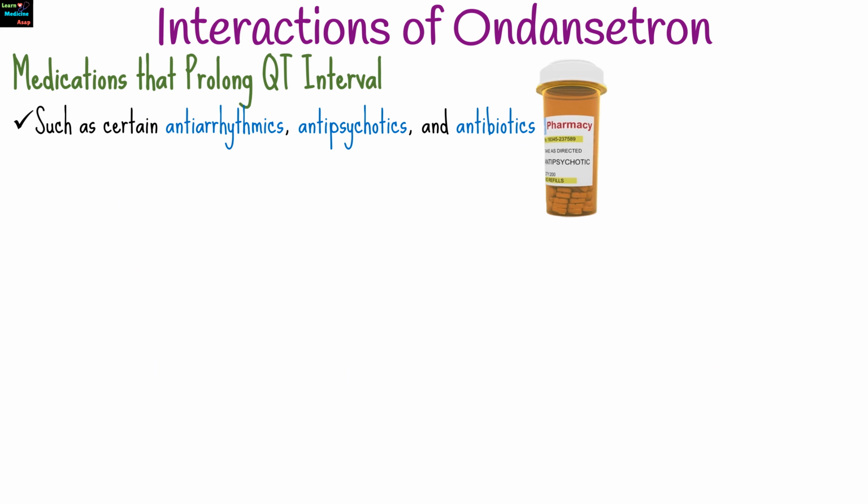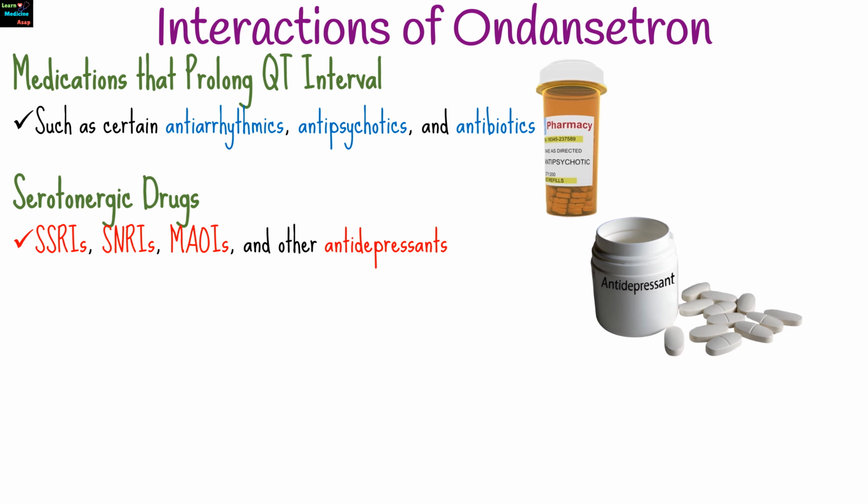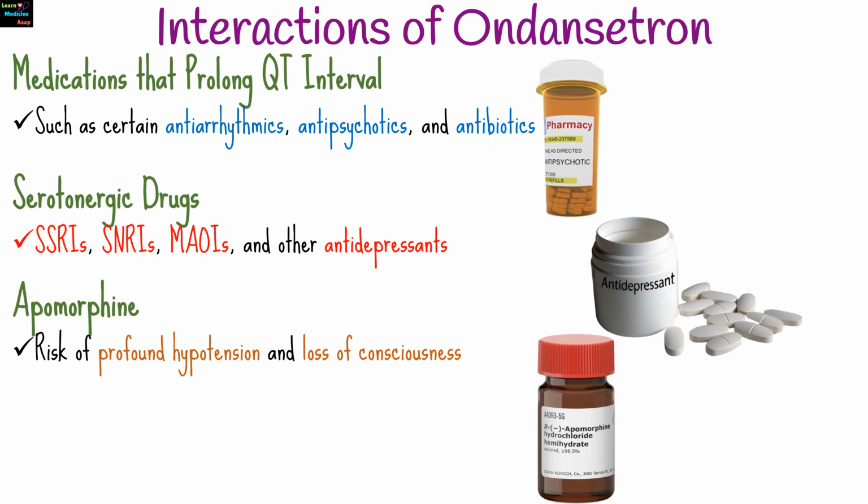Ondansetron can interact with various drugs and substances, including medications that prolong QT interval such as certain antiarrhythmics, antipsychotics, and antibiotics. Serotonergic drugs such as selective serotonin reuptake inhibitors, serotonin and norepinephrine reuptake inhibitors, monoamine oxidase inhibitors, and other antidepressants, which can increase the risk of serotonin syndrome.